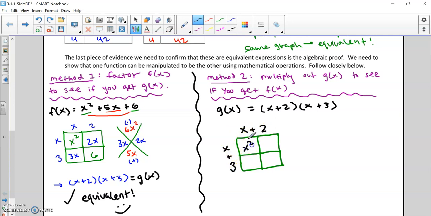So x times x is x squared. 3 times x is 3x. 2 times x is 2x, and 2 times 3 is 6. All right, and now all we got to do is add everything together in this box and see if our simplified form ends up with f of x. Right, so in our box we have an x squared. These two, I circled them because they're like terms and we can combine them. 3 plus 2 gives us a total of 5 x's, and then we have a 6. Okay, so we ended up with this, and sure enough, that's exactly the same as f of x. So that's good, and that means they are equivalent.